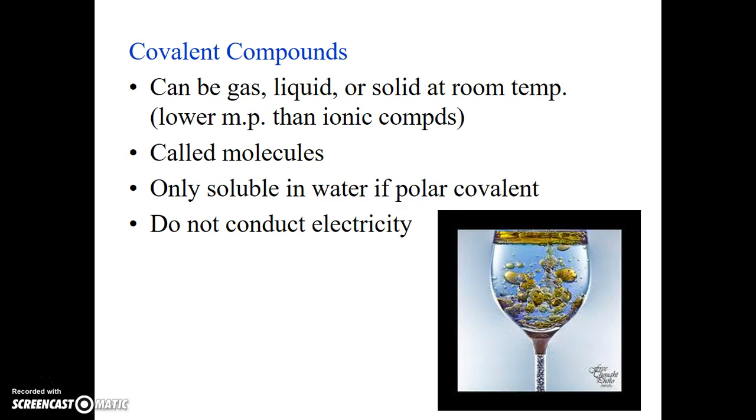For covalent compounds, we see a big range of properties. They can be gases, liquids, or solids at room temperatures. This is because they have lower melting points than ionic compounds. Covalent compounds are referred to as molecules. And some of them are soluble, but only if they are polar covalent compounds.